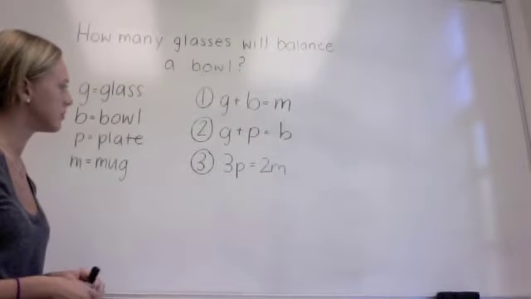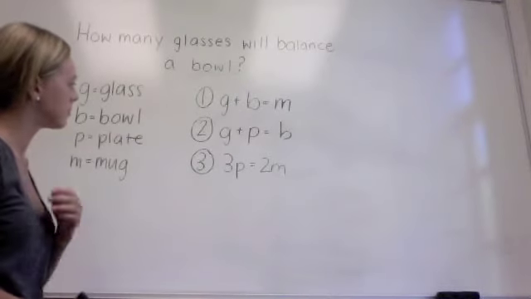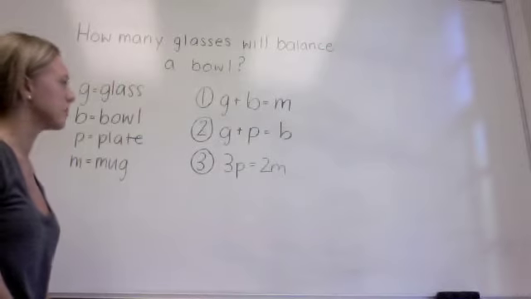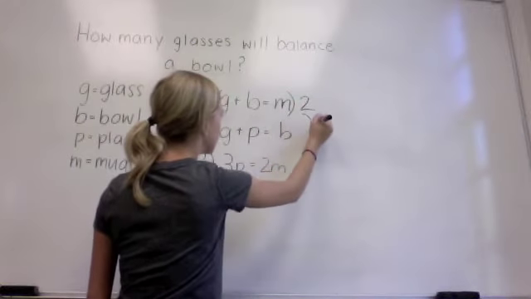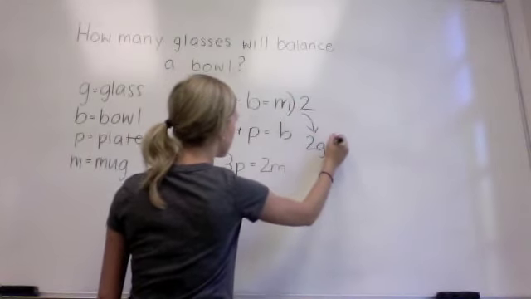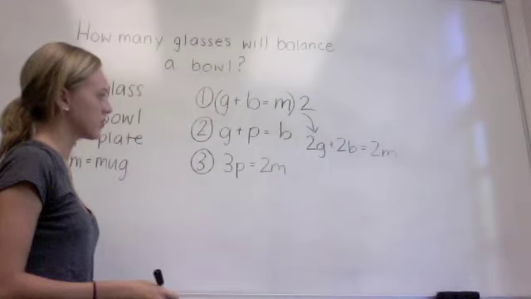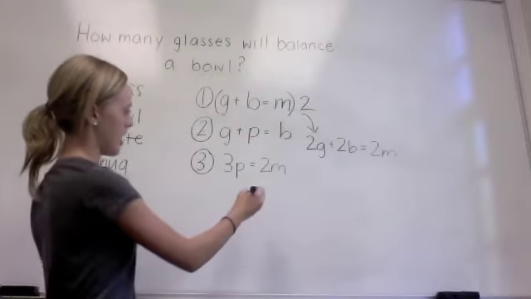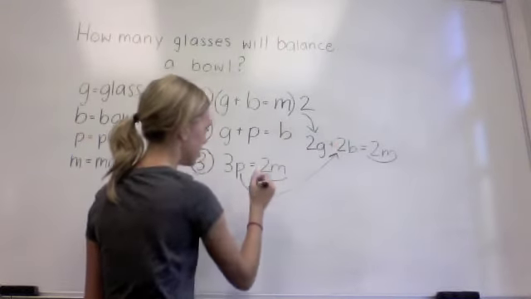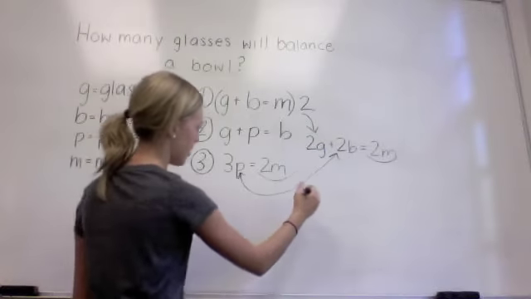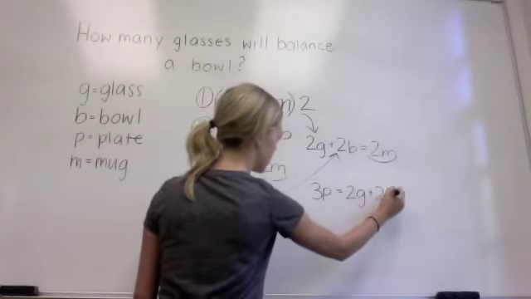Well, maybe we can try to find something that could equal each other. If we multiply the first equation by 2, we get 2G plus 2B is equal to 2M. That can match the third equation, because 2 mugs is also equal to 3 plates. So you're saying that this 2M and this 2M are equal, so 3P and 2G plus 2B are equal. Okay, so let's write that out.